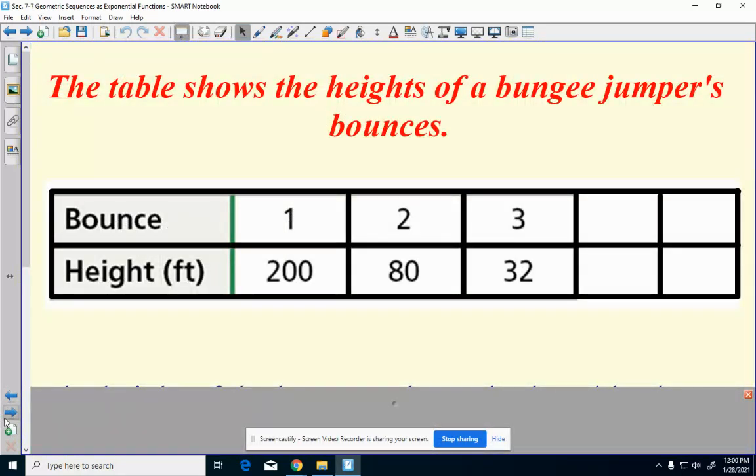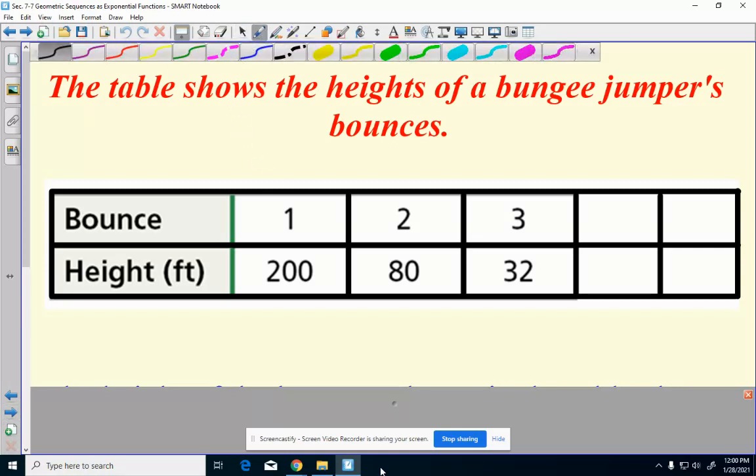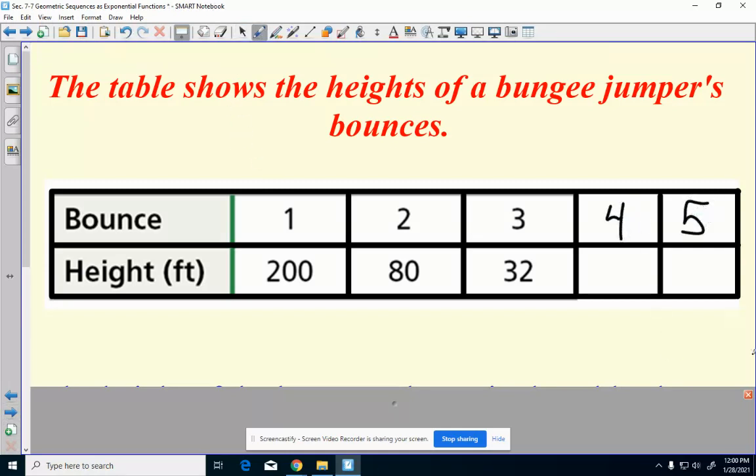So take a second, use your calculator, see if you can't tell me what those next two values would be. Hopefully, we don't have anybody come up with an answer that's greater than 32. Because if we do, that's going to be trouble, especially if you're bungee jumping. My x values are increasing by 1 every time. That's always going to be true. They're going to follow an addition pattern.